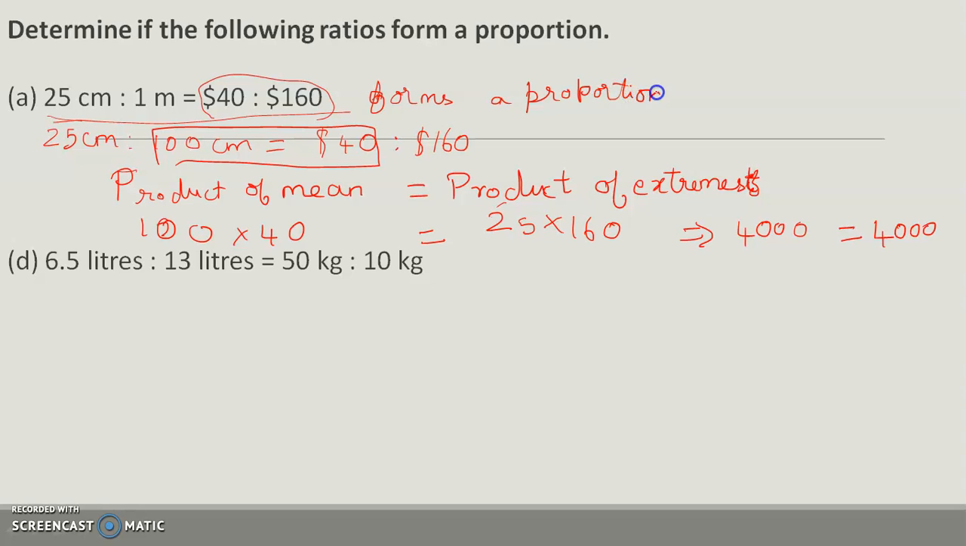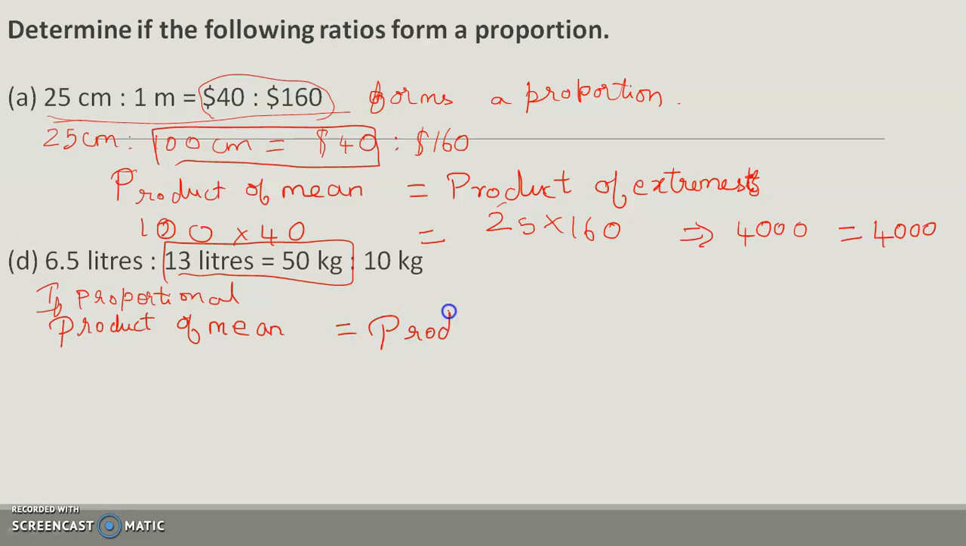Now shall we check the next one? Okay, 6.5. Everything is in proper units. So I have to find product of means is equal to product of extremes. Here I started with product of means is equal to product of extremes. Same way I am going to start, if proportional, product of means is equal to product of extremes. Now multiply and check.